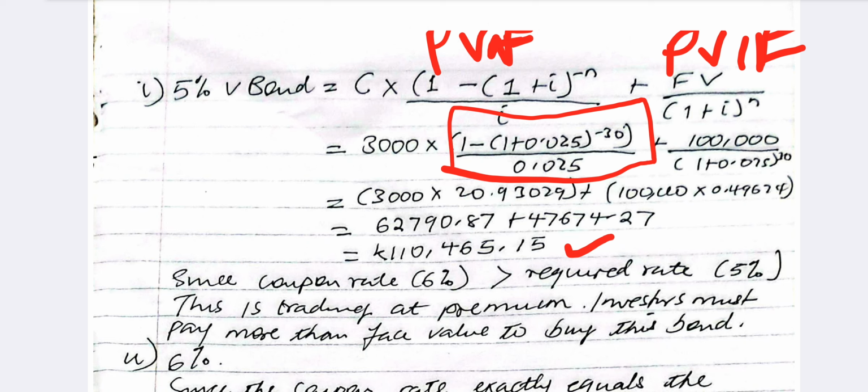Now since our coupon rate is given at 6% and the required rate here is 5%, we already know that 6% is greater than 5%. And what did we say is the rule here, at the beginning, in terms of the rules for trading? If our coupon rate is greater than the required return, then we are trading at a premium. So since 6% is higher than 5%, this bond is trading at a premium, meaning that investors must pay more than the face value in order to buy this bond. So that's the calculation from there.